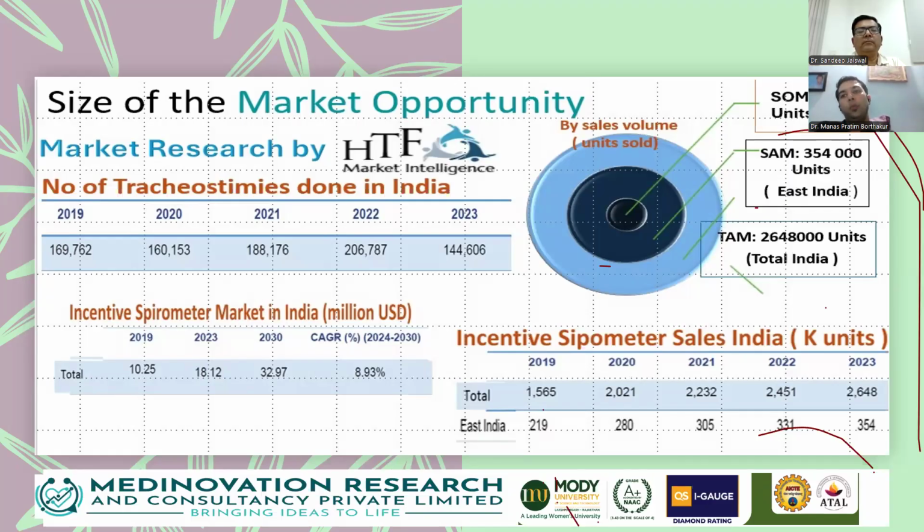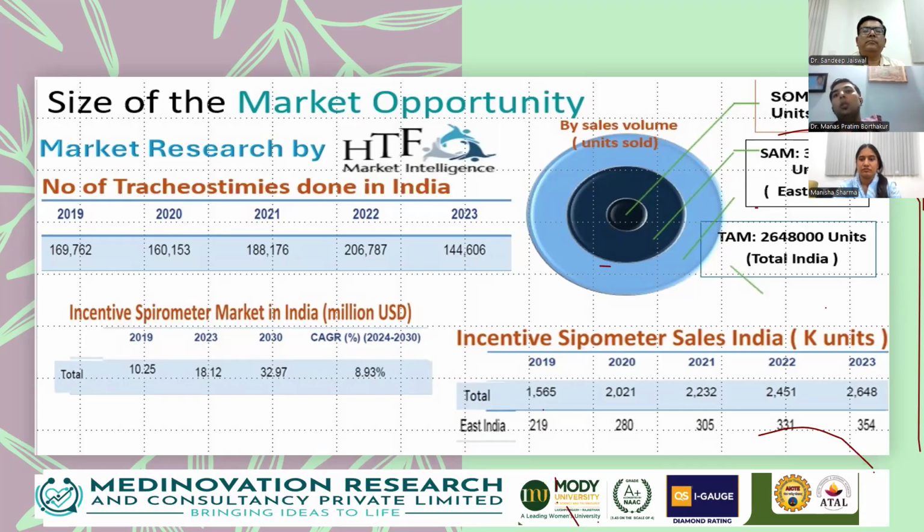So we know at present with our infrastructure, we will not be able to cater to the entire India in one go. So what we did, we took out the data for East India. How many incentive spirometry units are sold in East India alone? So we found out that around 350,000 units are sold in East India. So that is called, in terms of business, the serviceable obtainable market. So our serviceable obtainable market, we call it SOM, was 3,54,000.